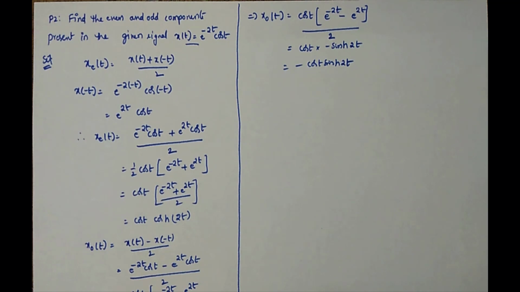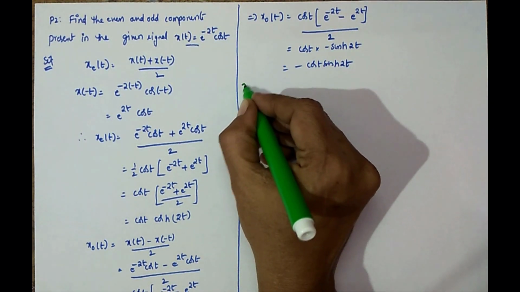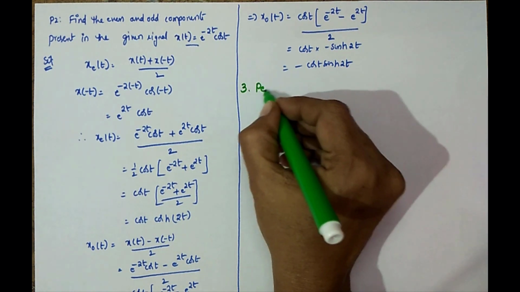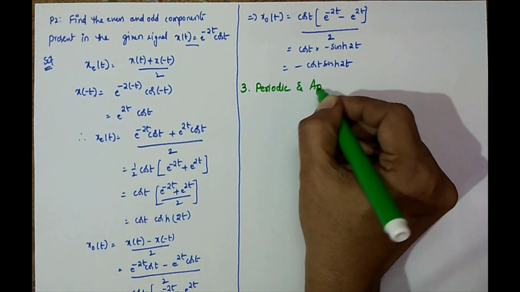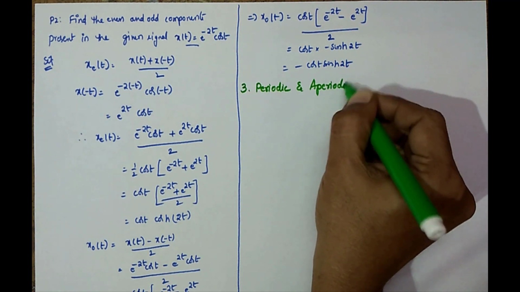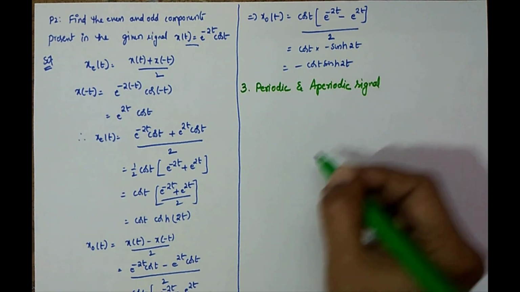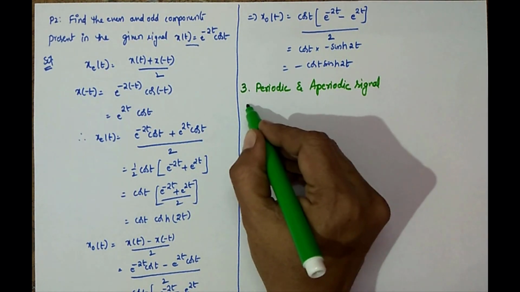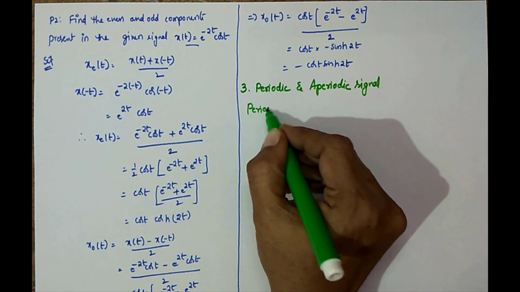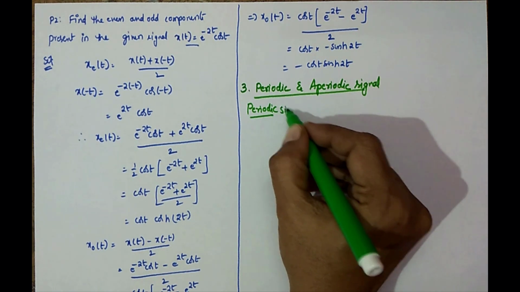Under the classification of signals, the next classification is periodic and aperiodic signals. Let me explain first what is a periodic signal.